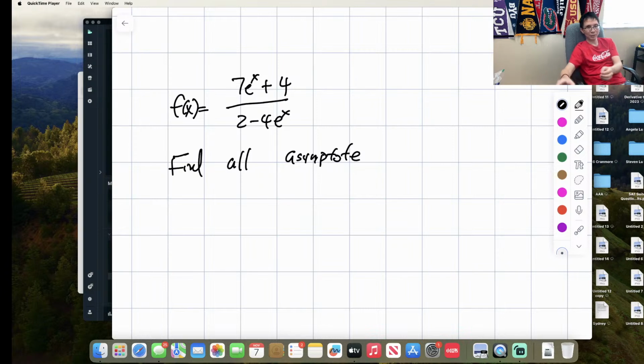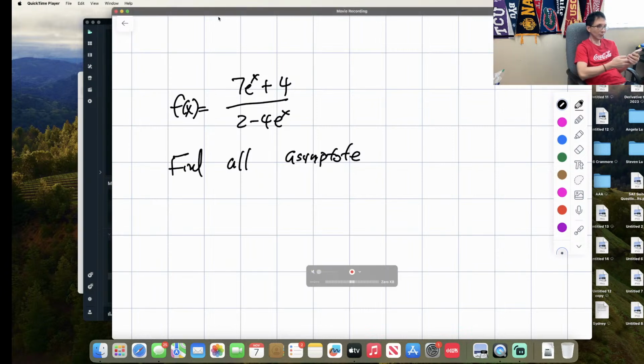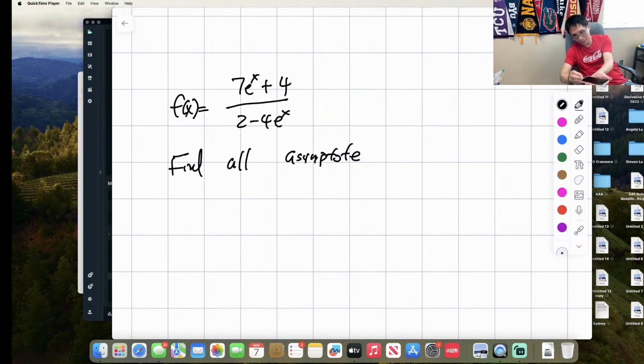Actually, that gets me interested about certain things. Can you have an asymptote look like e to the x? You can. But the numerator would technically be 0, because I did the same thing as you said.